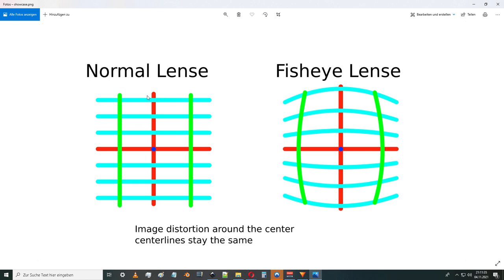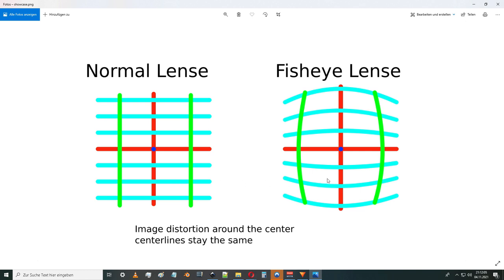In a normal lens, you get a completely undistorted image. The image is exactly the same as it really is. The lines we have in this example are completely straight. There is no bending, there is no curve, there is nothing. In the middle, the red are the center lines, the green are the vertical lines, the blue are the horizontal lines, and a dark blue is the center.